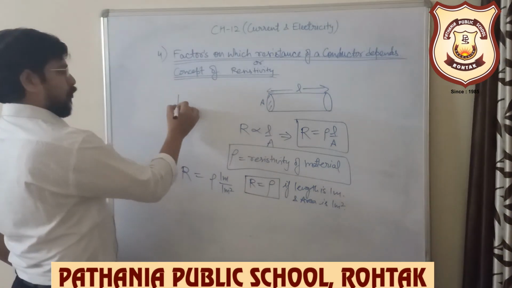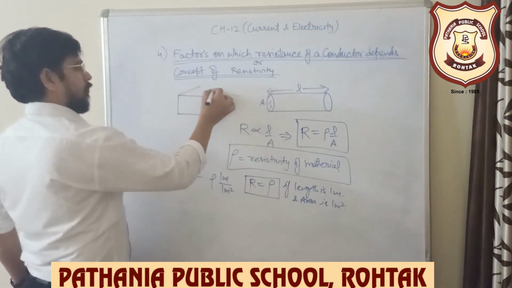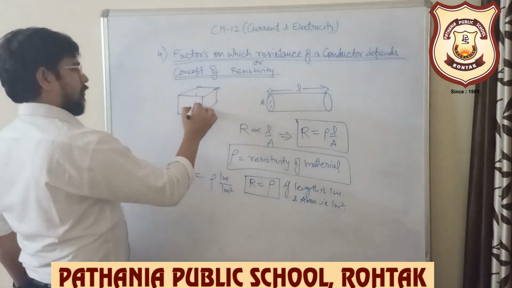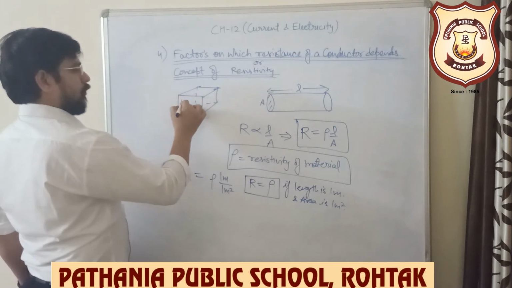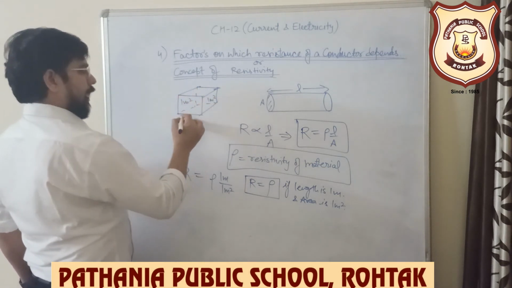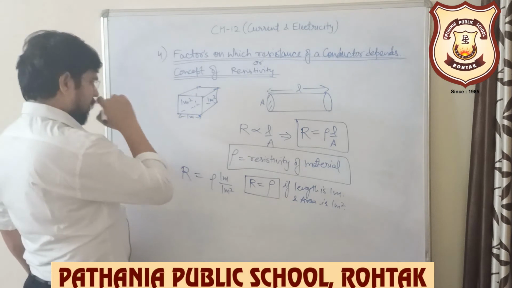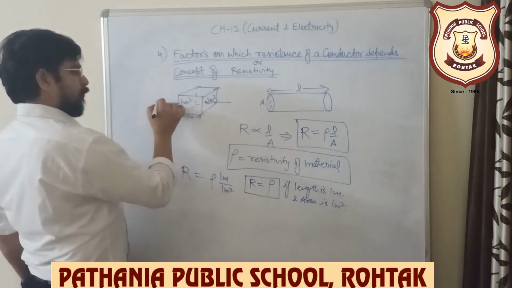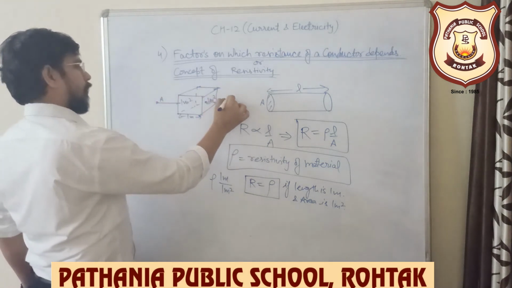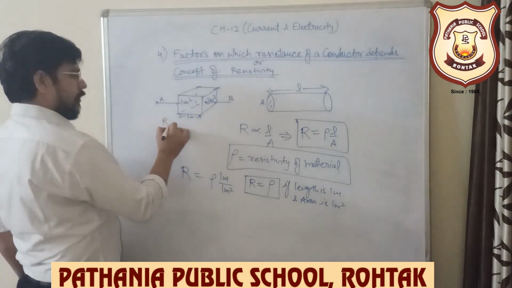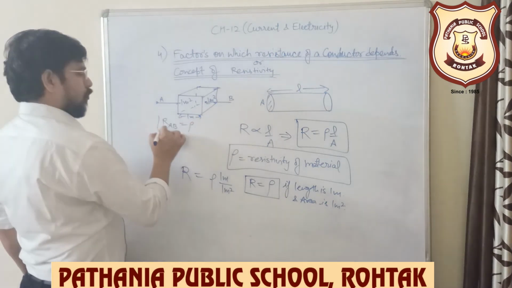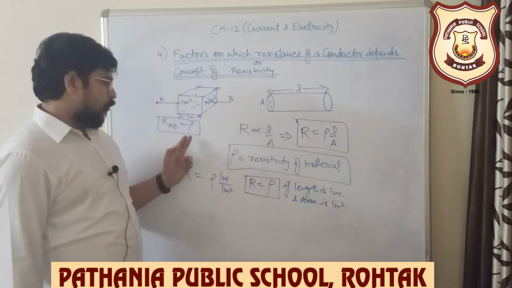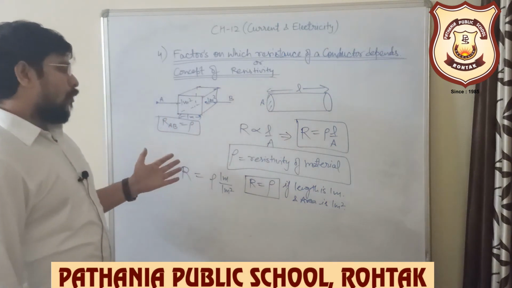If we take a cube, then we know that the area of each of the faces will be 1 meter square and the distance between them will also be 1 meter. So the resistance of a cube between the opposite faces will also be the resistivity. So the resistance of a unit cube across its opposite faces will also give you the value of resistivity.